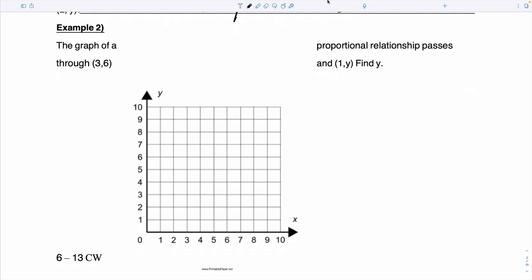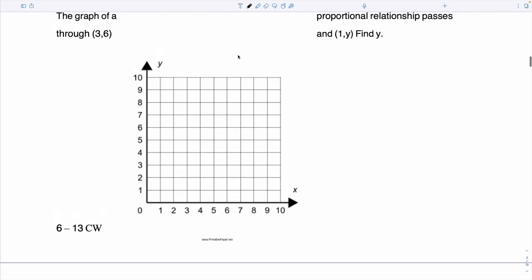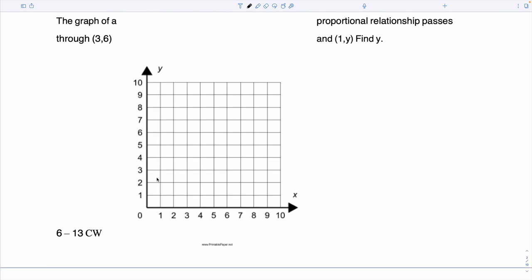Keep going. Another type of problem you're going to see is the graph of a proportional relationship passes through a point, 3, 6, and 1, y. You're looking for y this time. How do I graph 3, 6, Max? Run and jump. Lead me on the path to get to that coordinate. 3 down at the bottom, 3, go up, so it crosses the 6 line.